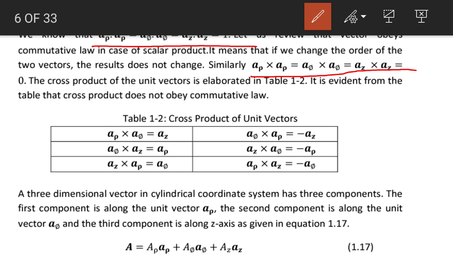Now we are going to explain the cross product of these unit vectors. If you want to find out the proper direction of the resultant unit vector, you need to apply the right hand rule. So a rho cross a phi results in az.